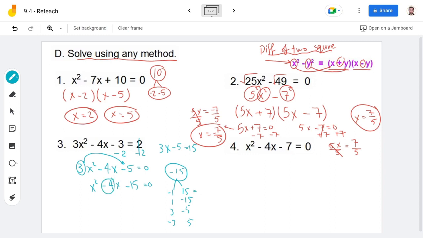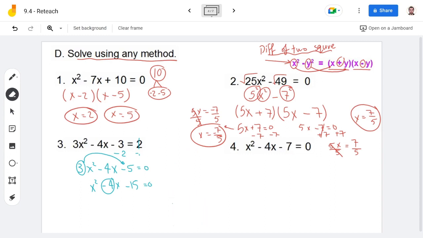Let's check. This one will give me 14. This one will give me negative 14. This one will give me negative 2. This one will give me 2. So as I can see, there are no factors I can use to factor this question. So now I have to change my thinking. If I can't factor, I have to go to the second step.